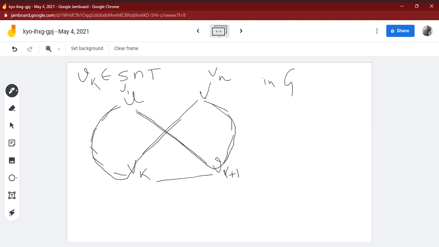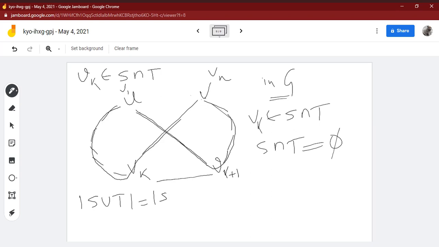And these are also connected, but this and this are not connected, because this is connected only in G plus uv. In G these are not connected. So we find that there is a Hamiltonian cycle in G, which is a contradiction. Therefore Vk does not belong to S intersection T. That means S intersection T is phi, a null set. So S and T are disjoint. Clear? Therefore |S ∪ T| equals |S| plus |T|.